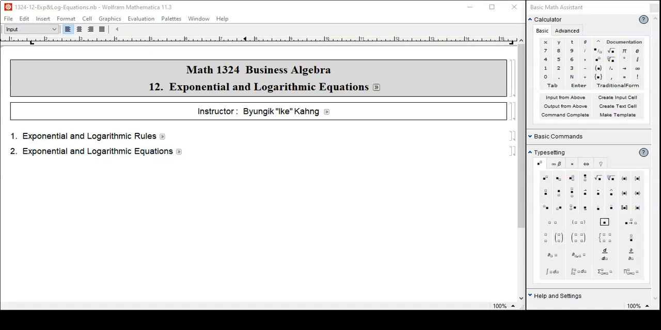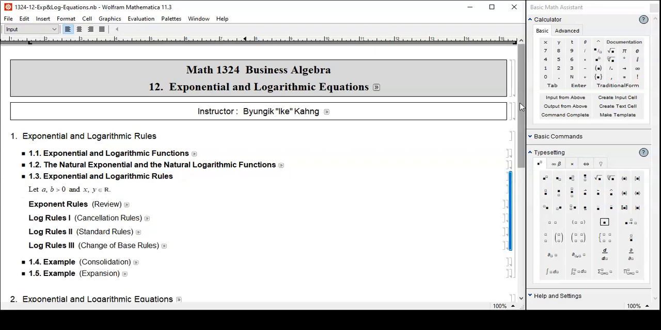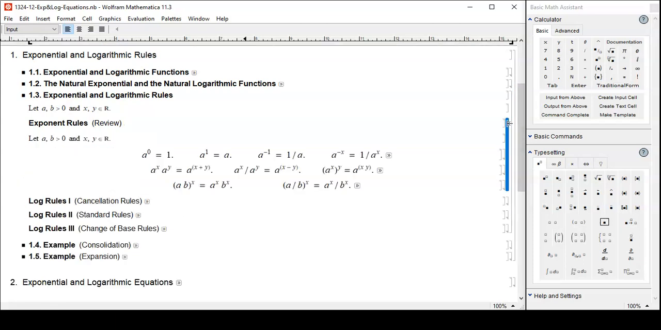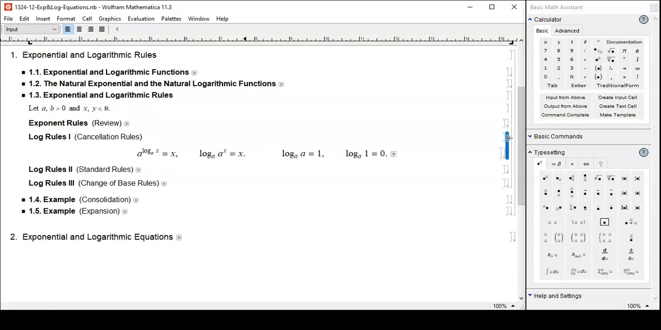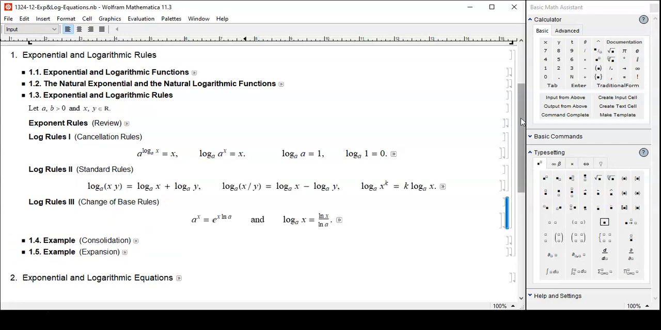Hello students, welcome back. Previously, we reviewed some exponential and logarithmic functions, the natural exponential and natural logarithmic functions, and most importantly, we went through some exponent rules and log rules. Number 1, number 2, number 3.